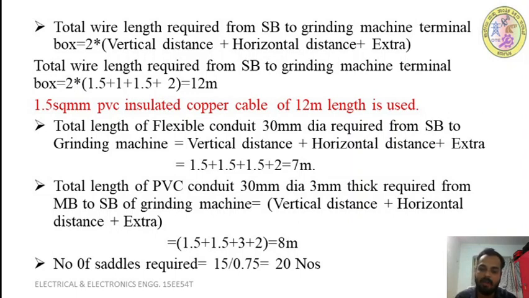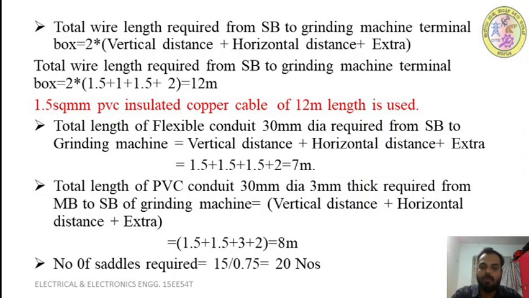Why are we dividing it by 0.75? At every 0.75 meter we are placing one saddle. So the total length of your PVC conduit is 15 meter, divided by 0.75, since at every 0.75 meter we are placing one saddle, we require 20 number of saddles.